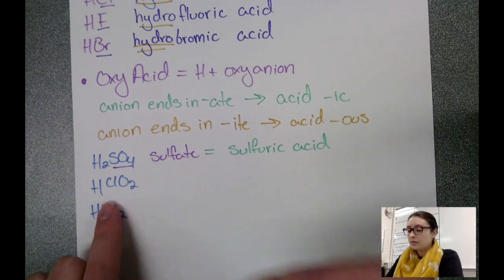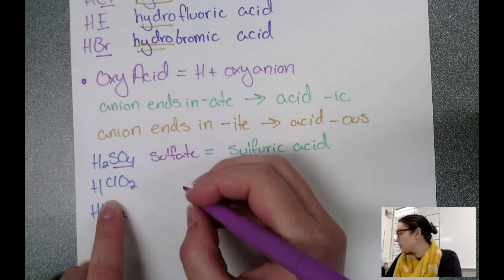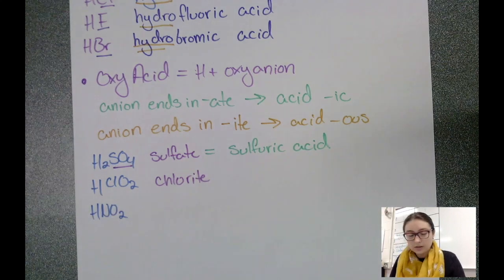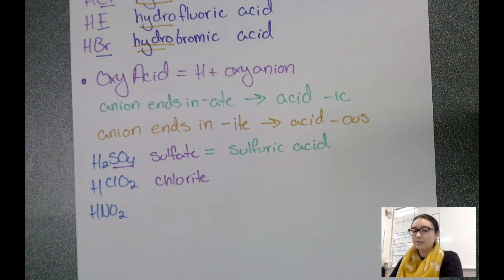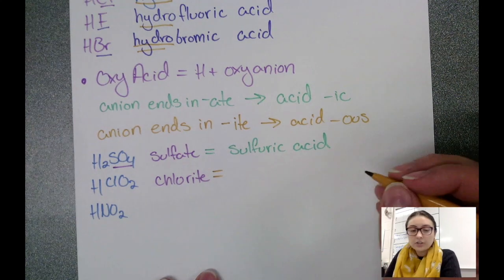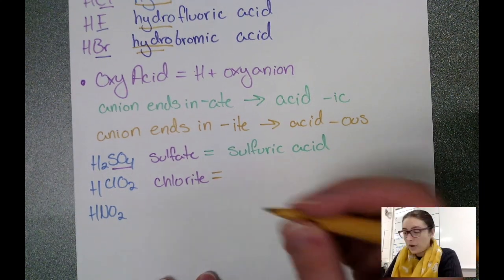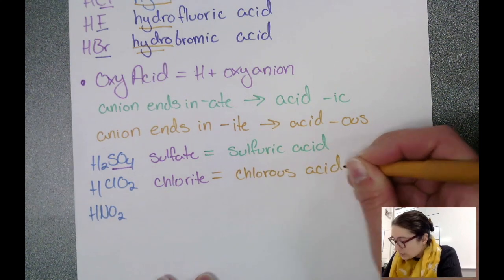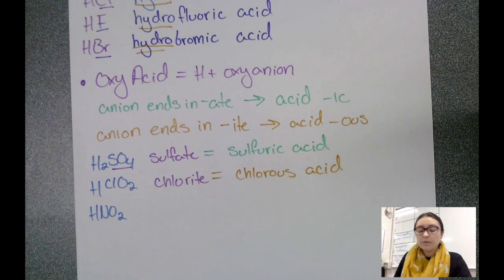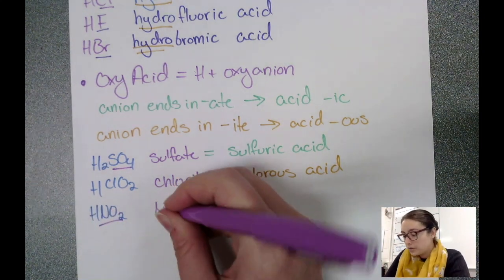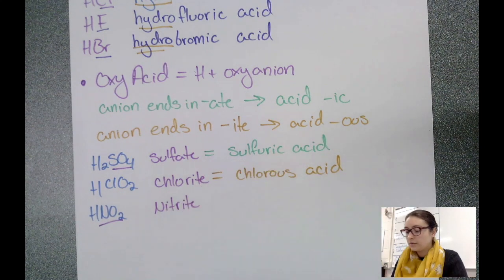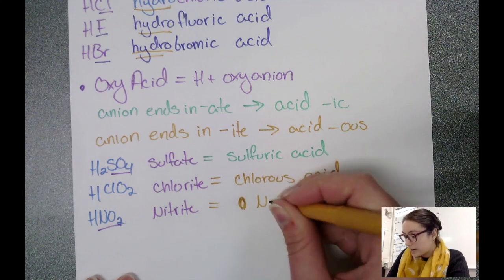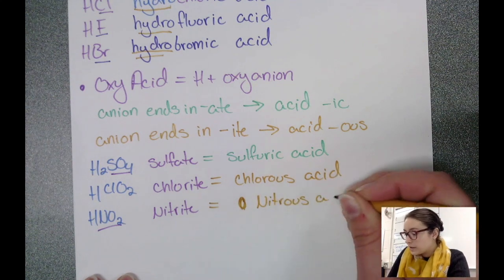Again, HClO2. ClO2 is the anion chlorite. Well, again, if it's chlorite, ITE, we're going to change the suffix to OUS, and it's going to become chlorous acid. Same thing with HNO2. NO2 is nitrite. Well, again, ITE, I'm going to change the suffix to OUS, so this is going to become nitrous acid.